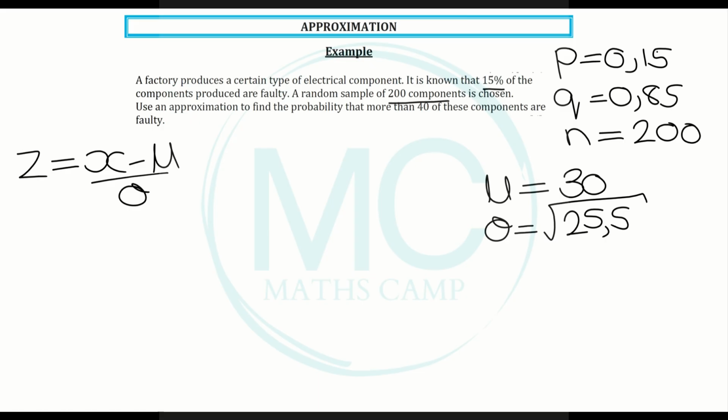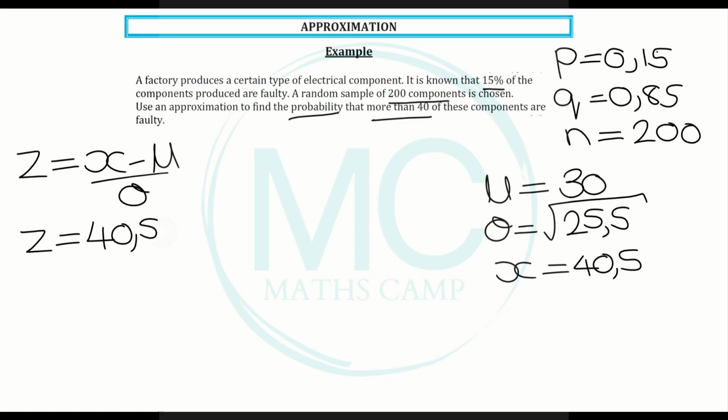We are looking for the probability that X is more than 40. So to find our X value, we need to add 0,5 to 40. So X is equal to 40,5. Now I can put these values into my formula. I can say Z is equal to 40,5 minus mu, 30, over standard deviation, 25,5 under a square root.